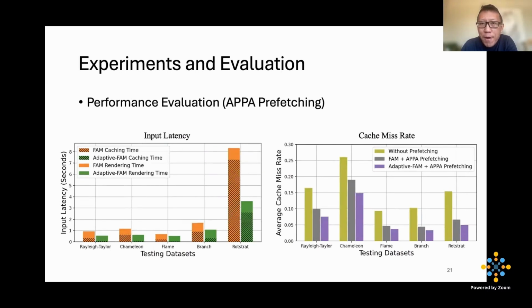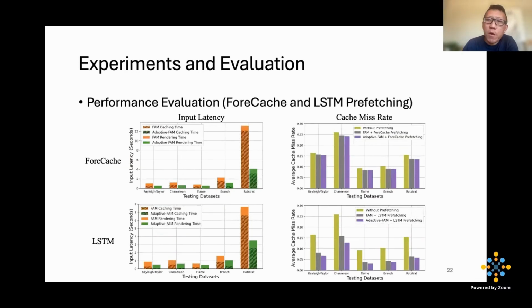So now let's compare the performance with prefetching. Compared with the performance without prefetching as shown in the previous slides, we can see that using prefetching, which is the APPA, can improve the caching time for all testing datasets. This is achieved by the decreased cache miss rate through the prefetching, as shown in the right figure. So we observe similar results when using other popular prefetching algorithms.